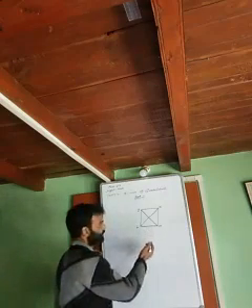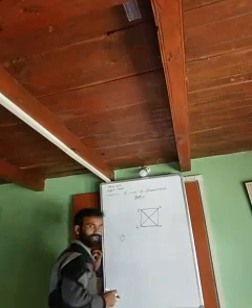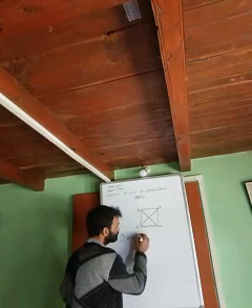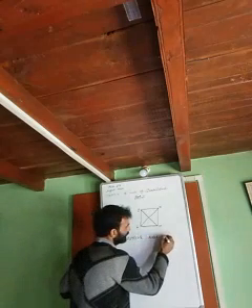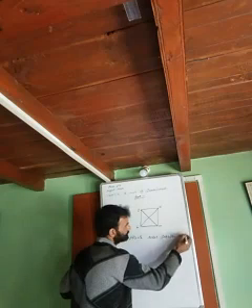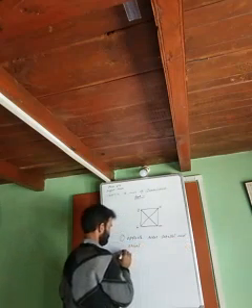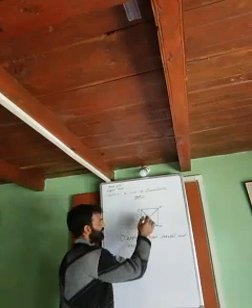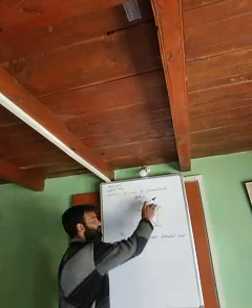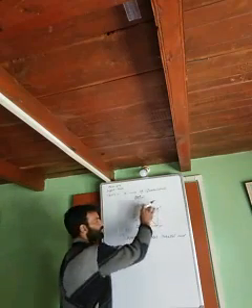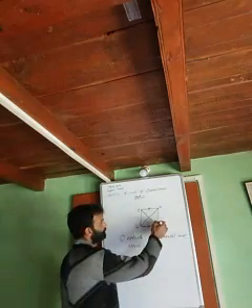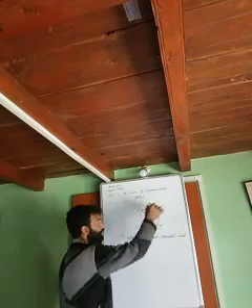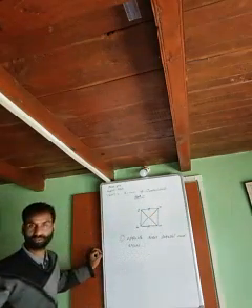Now let us know the properties of a square. First, in a square, opposite sides are parallel and equal. That means this side is equal to this side and this side is parallel to this side, and LM is parallel to ON. LM is equal to ON. And MN is equal to OL, and MN is parallel to OL. We have opposite sides parallel and equal.